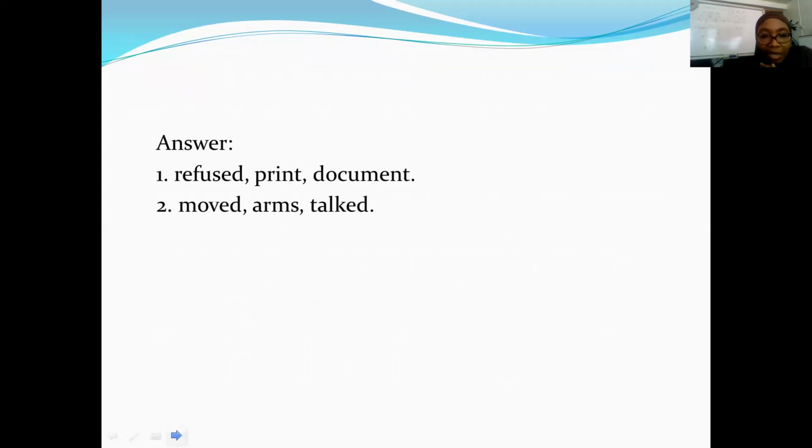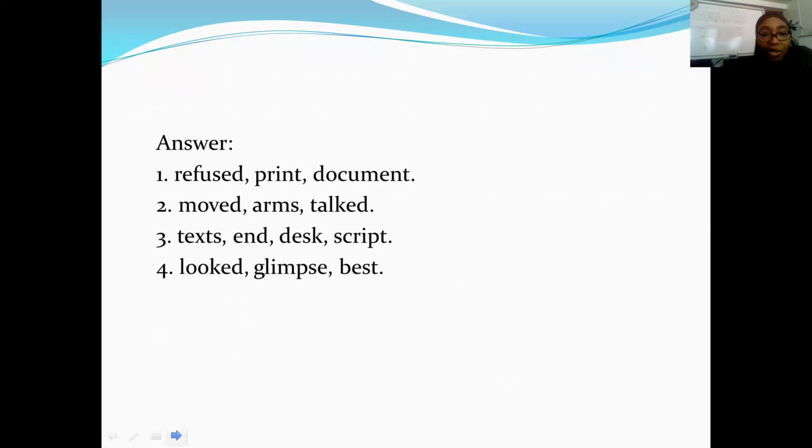The answer, ta-da, yes. For the first sentence, you have 3: refused, print, and document. For the second sentence, you have 3: moved, and talked. For the third sentence, you have 4: text, end, desk, and script. And the last sentence, you have 3: looked, glimpsed, and burst. Wow. How many of you got it all correct?